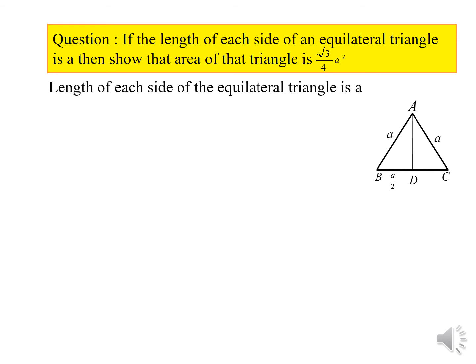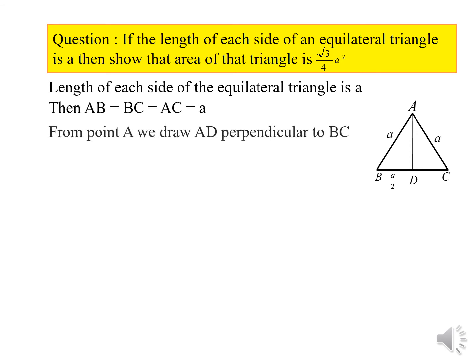The length of each side of this equilateral triangle is a. Therefore AB is equal to BC is equal to AC is equal to a. Now from point A we draw the perpendicular AD on BC. We know that if AB and AC are equal, and we draw a perpendicular from the vertex to the base, then this perpendicular will bisect the base, that is, here BD is equal to DC is equal to a by 2.